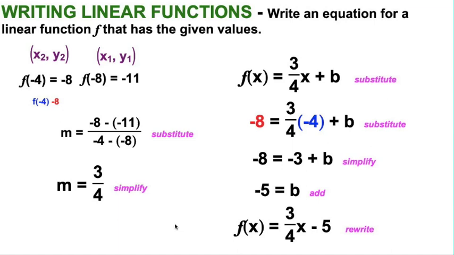Again, this is section 5.2 in your McDougal Littell textbook. And I hope you found it helpful. There's other equations, but we're using the slope-intercept right now, and we're solving for b.